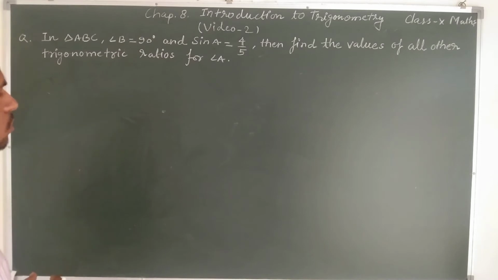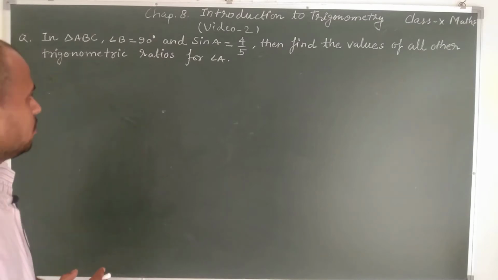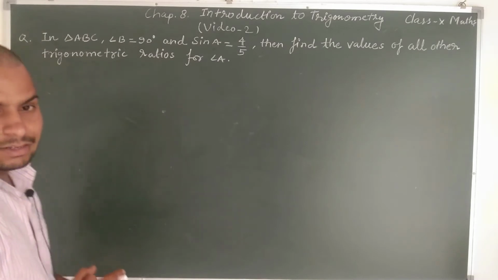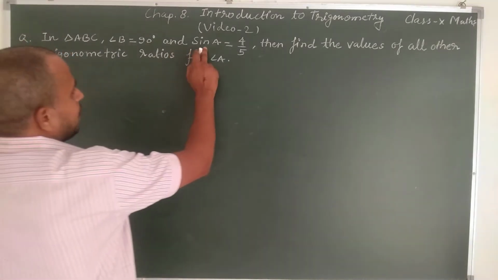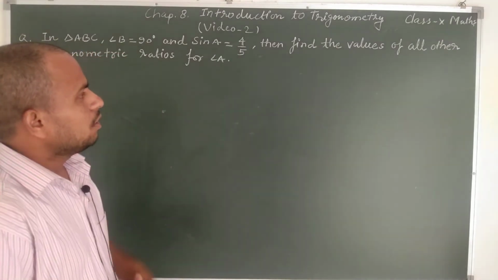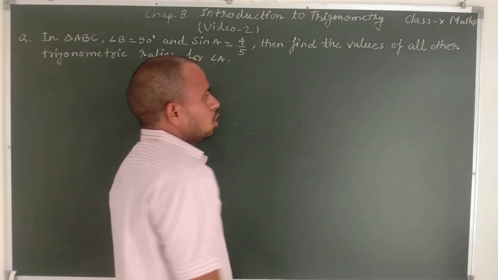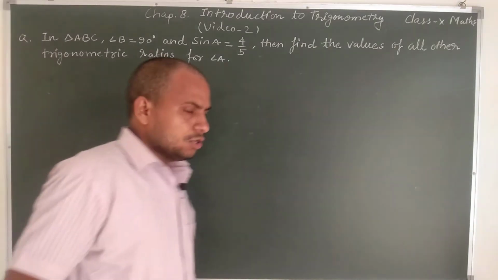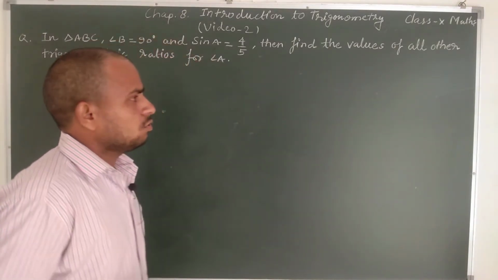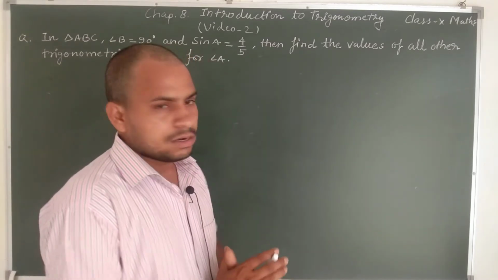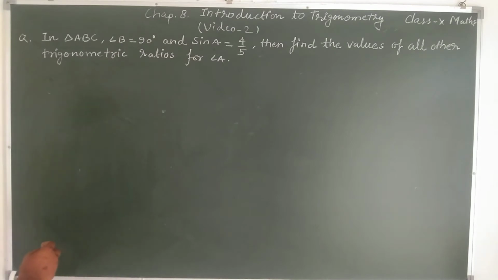This is our question: in triangle ABC, the angle at B is 90 degrees, and the value of sin A is 4/5. We have to find the values of all other trigonometric ratios for angle A. First of all, we have to construct a triangle roughly. So let's solve it.